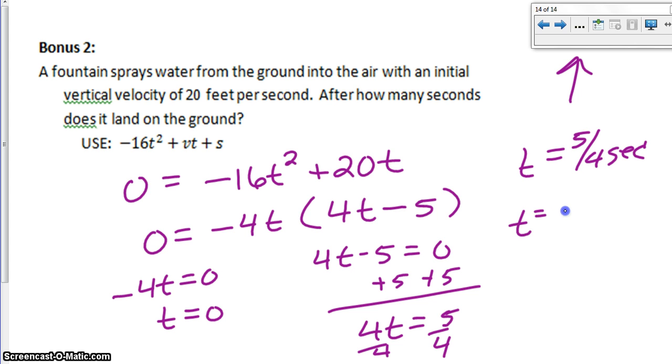and since this is time, we would probably say 1 1/4 seconds, or there are some people who would prefer to say 1.25 seconds.